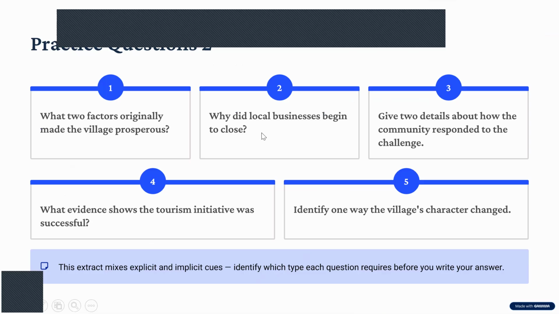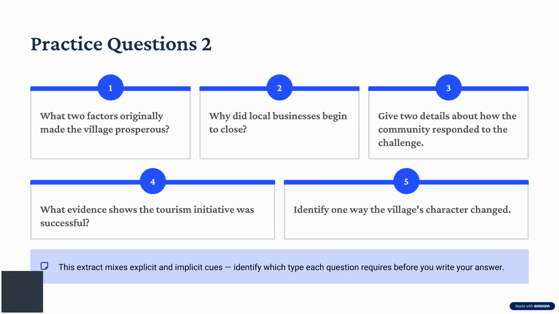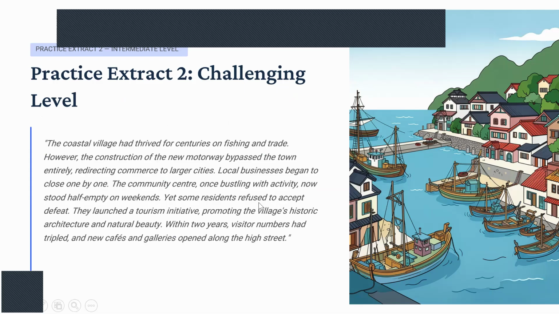Why did the local businesses begin to close? Because of a new bypassing motorway that connected the businesses to the larger cities. It was written in the passage. Let's move on to the next question. This time we are going to work on a new command word. Give two details about how the community responded to the challenge. Let's move. Some of the people refused to accept the defeat. So what did they do? Two ways they took the challenge.